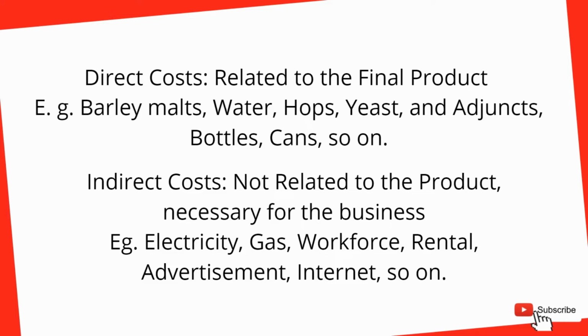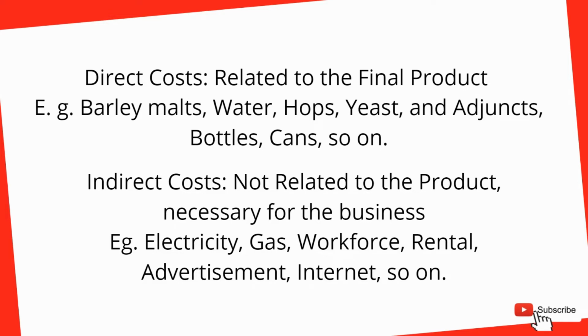Indirect costs are not related to the product, but are really necessary for the business operation. For example, the electricity, the gas, the workforce, the rental, advertisement, internet, and so on. Let me tell you that electricity and gas may vary according to your beer production. For example, if you increase your production, obviously the electricity and gas will increase dramatically. If you decide to stop your production, your electricity and gas bill will drop.